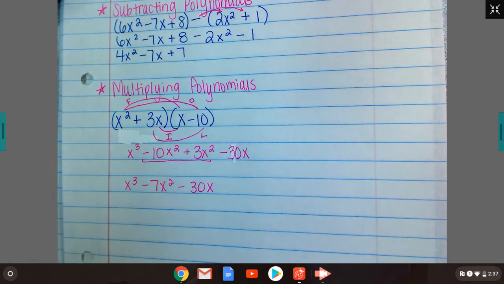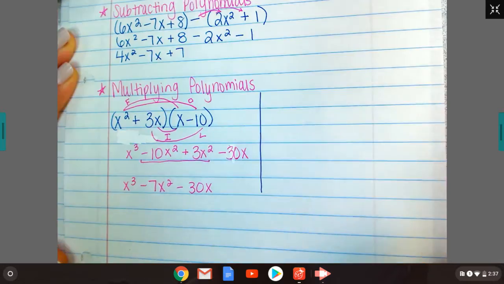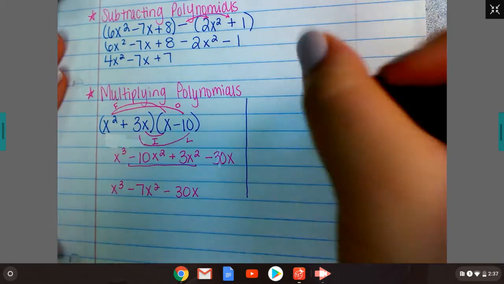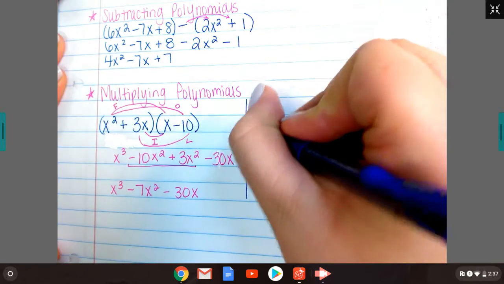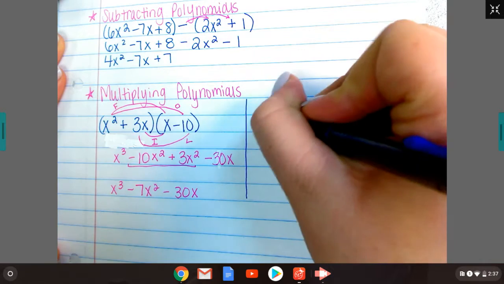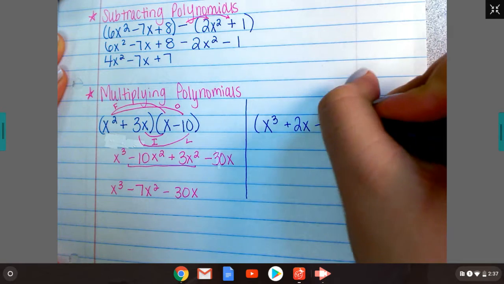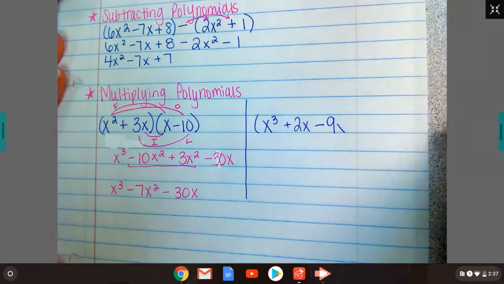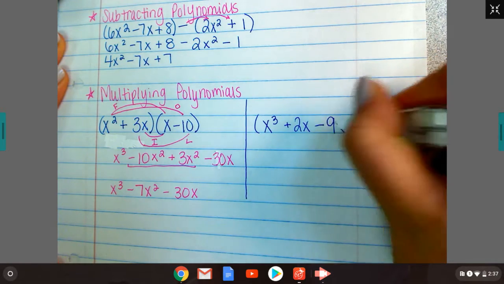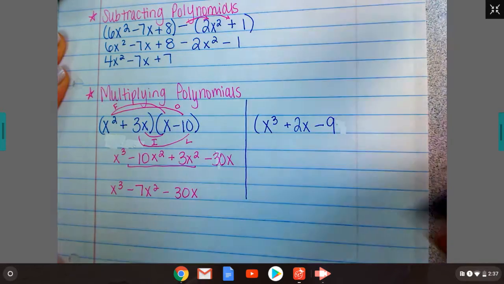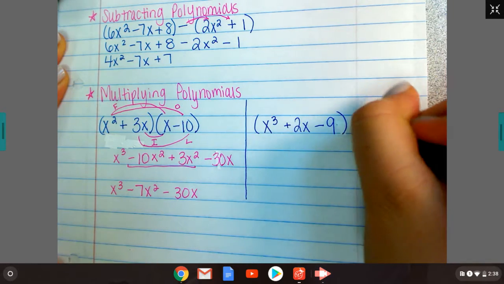Let's do one more multiplying polynomials. This one will be a little bit different because it's not going to be a FOIL. Let's do a cubic, x cubed plus 2x minus 9. We'll leave it like that. We'll do that cubic. And a linear.